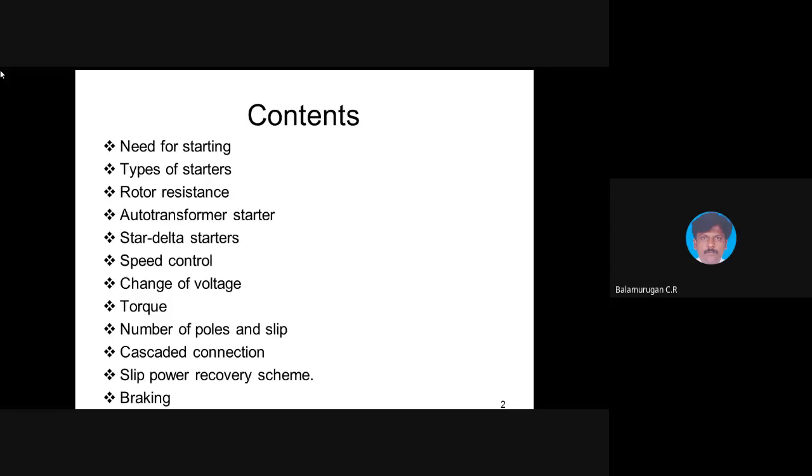In the three-phase induction motor, different ratings are available. If the rating is less than 5 HP or greater than 5 HP, we go for different types of starters. So what are the starters used for the squirrel cage and the slip ring?